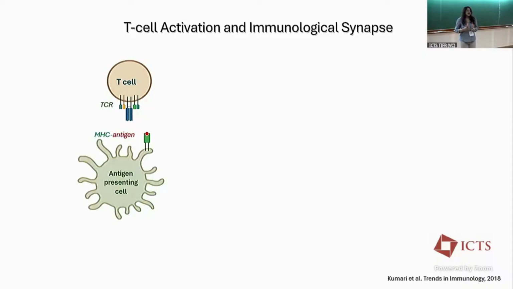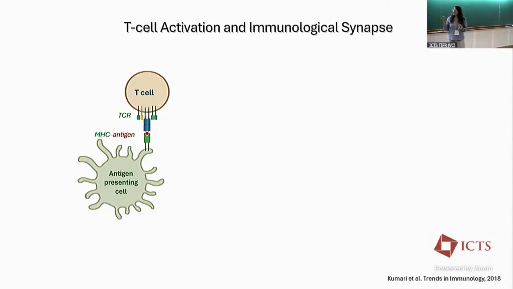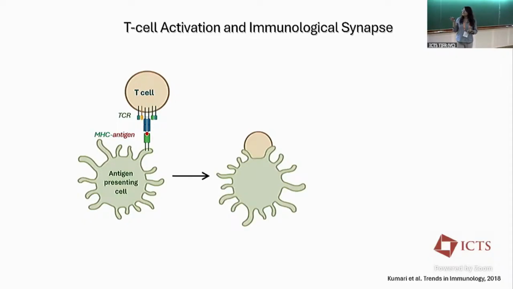So T cell activation is typically characterized by interaction of the T cell receptor with the peptide antigen on MHC on the antigen presenting cell. This leads to formation of a cell-to-cell interaction between the T cell and the antigen-presenting cell known as the immunological synapse. This synapse is characterized by actin enrichment and signalosome activation and finally downstream calcium flux.